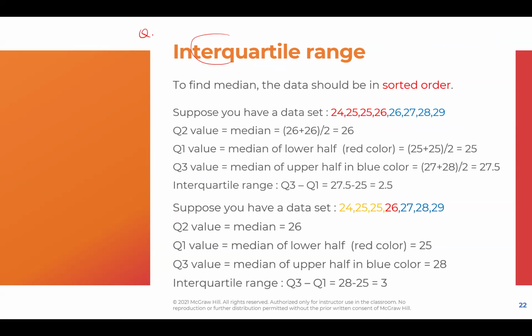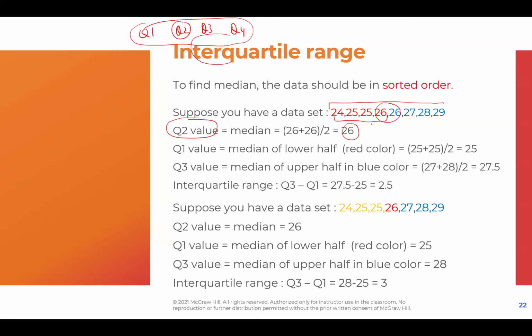Q1 is the 25th percentile quartile, Q2 is the median, Q3 is the third quartile, and Q4 is the fourth quartile. So those are the quartiles. The Q2 value is the median. That's what I told you earlier, right? So now you look at here. These are the values that I gave you. How many values do you have? 8 values. So the middle values are 26 and 26, and the average of them is 26. That's the median. You take the rest of the values which are in the red.